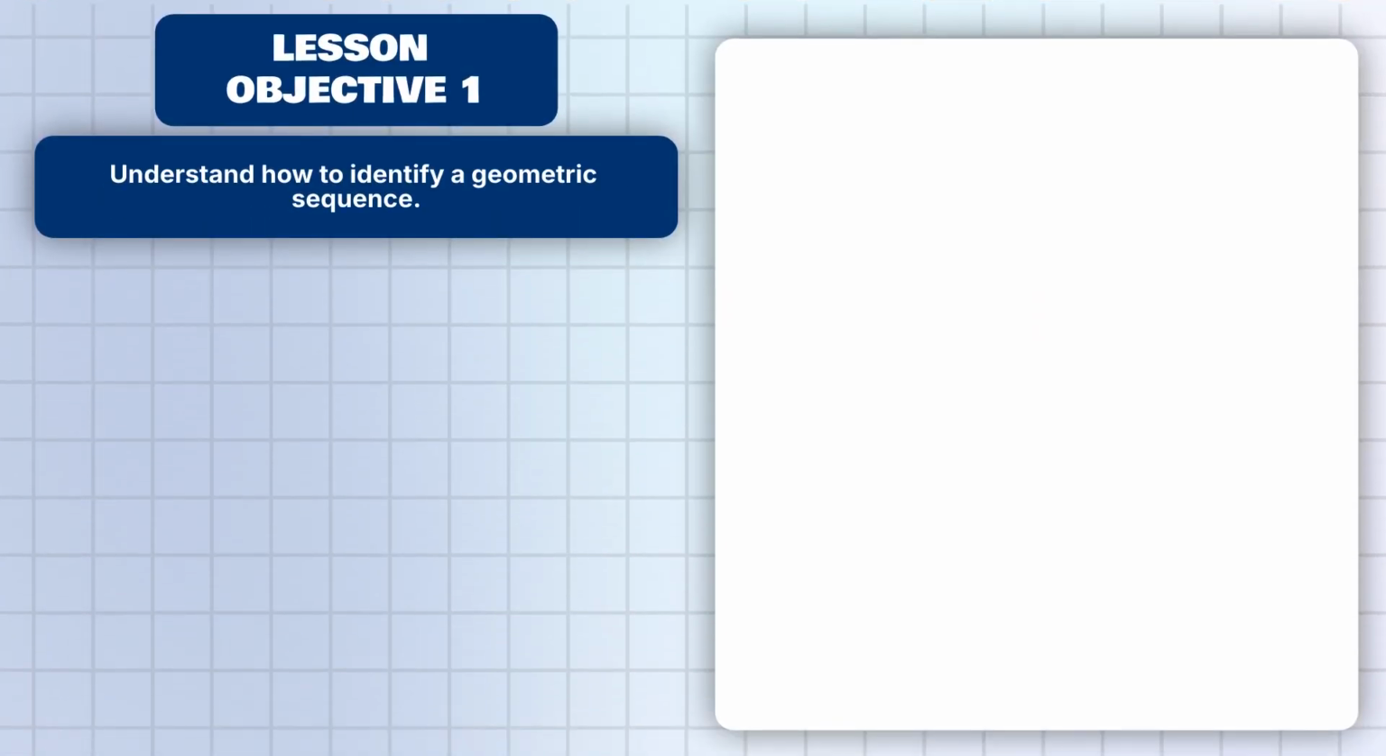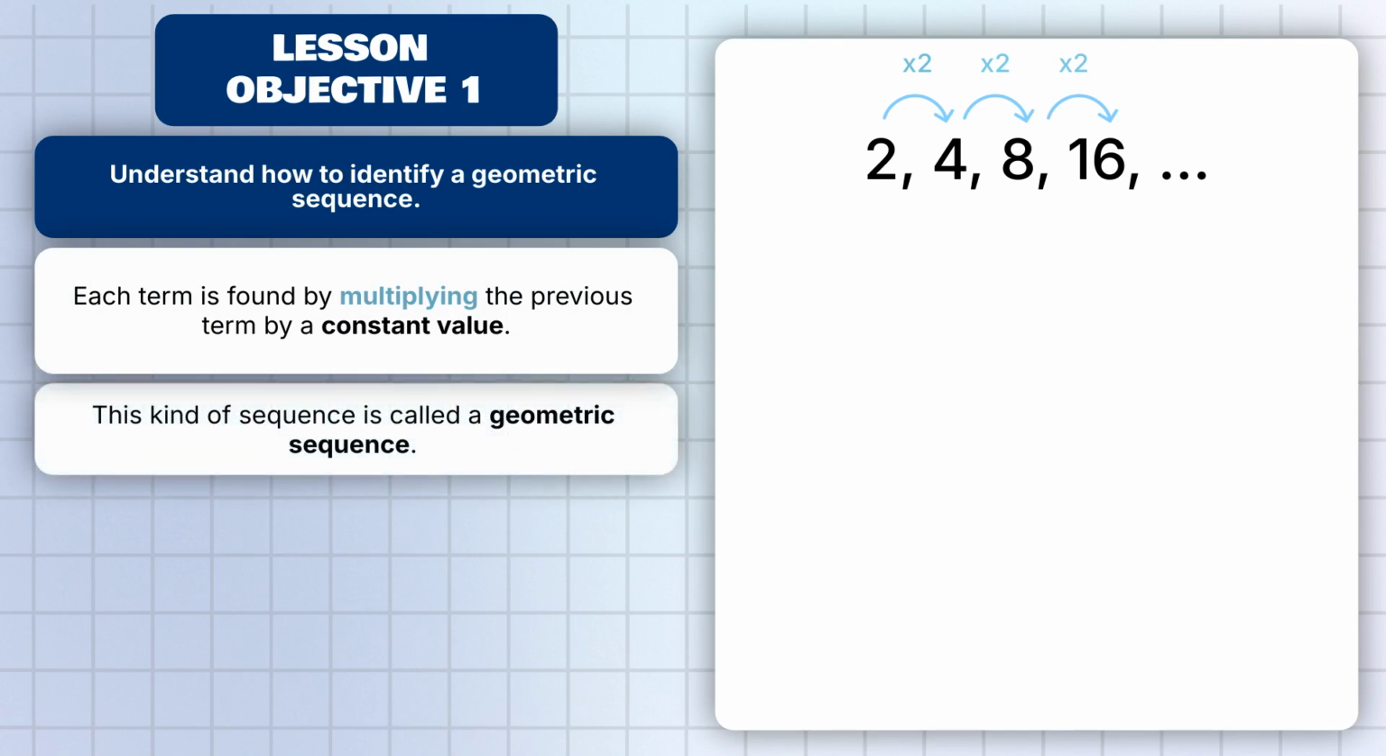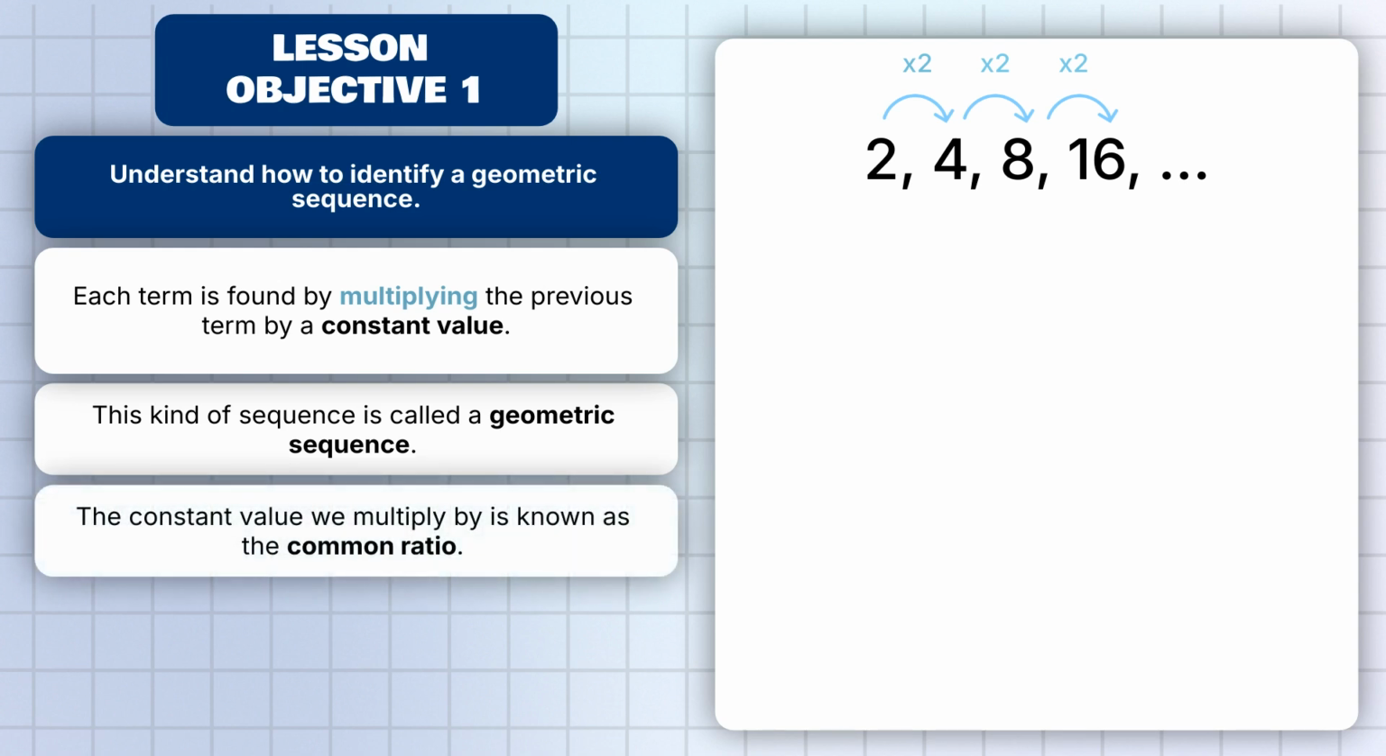Now let's transition to geometric sequences. What do you think is happening in the sequence 2, 4, 8, 16? How would you generate the next term? In this sequence, each term is found by multiplying the previous term by a constant value. This kind of sequence is called a geometric sequence. The constant value we multiply by is known as the common ratio.